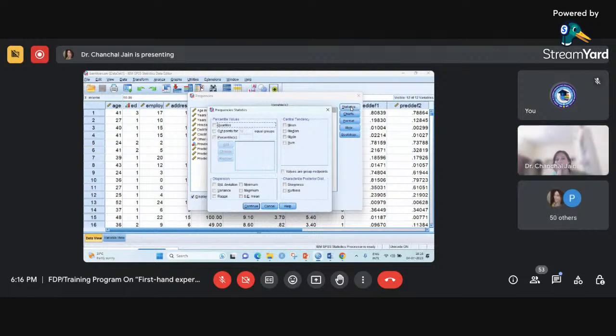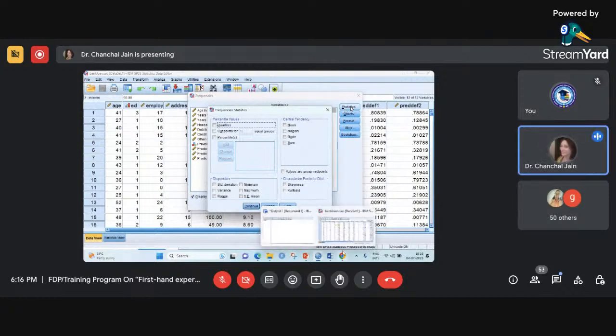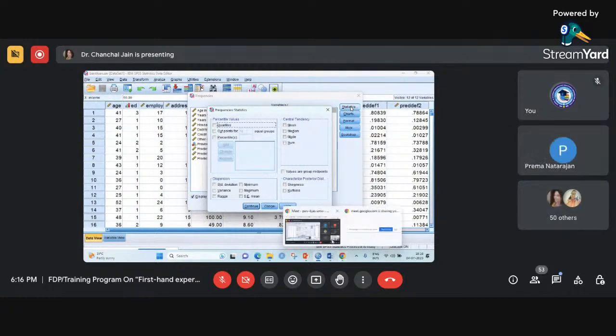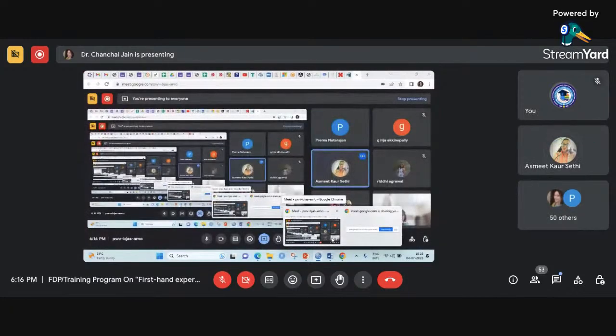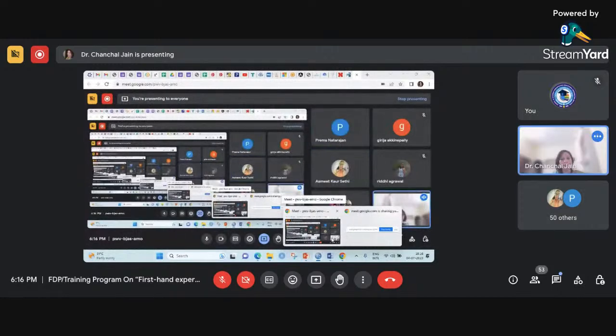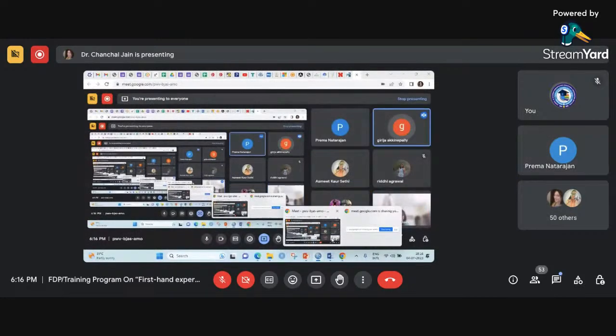Median, mode. Mean, sorry. Okay, who said mean? Okay, Asmeet, ma'am. And who said mode? Prema. Prema, and Girija ma'am said mode, right?